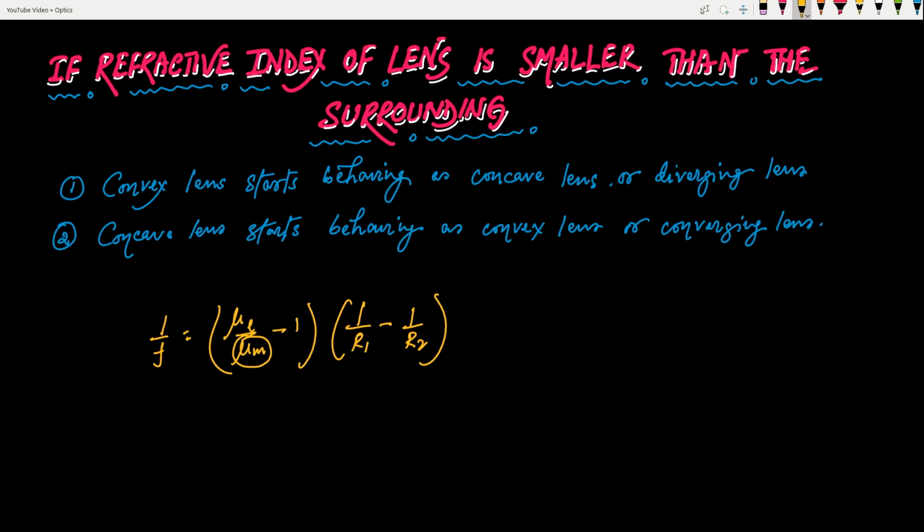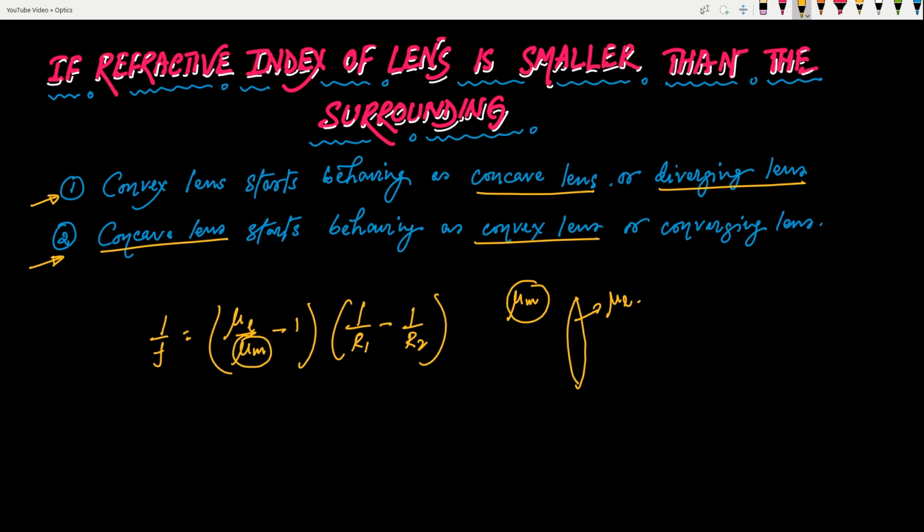So we can say that whenever a lens, suppose this is the lens and this is the refractive index of the medium, this is the refractive index of the lens, if the refractive index of the medium in which the lens is kept is bigger than the refractive index of the lens, then what happens is a convex lens starts behaving as a concave lens, or you can say a diverging lens, because a concave lens is also known as a diverging lens. Or we can also say that a concave lens starts behaving as a convex lens or converging lens. So as a whole, the behavior of the lens changes.